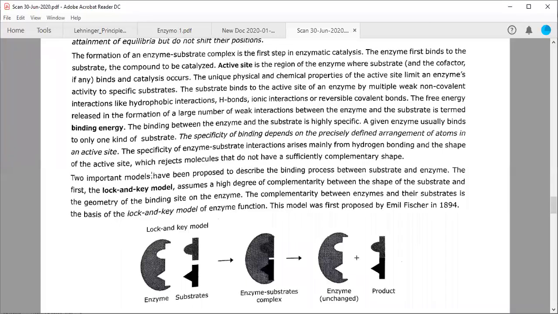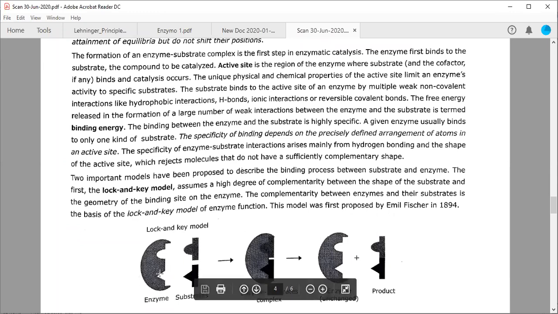Then there are two important models. One is called the lock and key model, and the second is called the induced fit model. The lock and key model does not assume anything. Everything is fixed. If the enzyme has a shape like this, the active site is like this, the substrate will have a shape like this so that it can bind more efficiently and specifically.